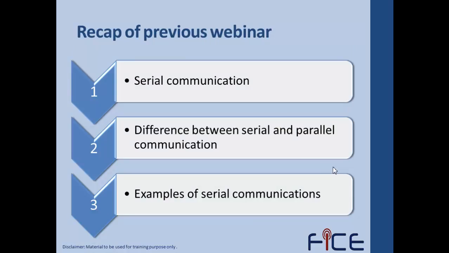So in our previous webinar we discussed the serial communication protocol and the parallel communication protocol, the difference between serial and parallel communication protocols, and some examples of serial communication protocols like UART, I2C and SPI. In our previous webinar we introduced the UART serial communication protocol, and in this present webinar we are going to discuss the I2C serial communication protocol.